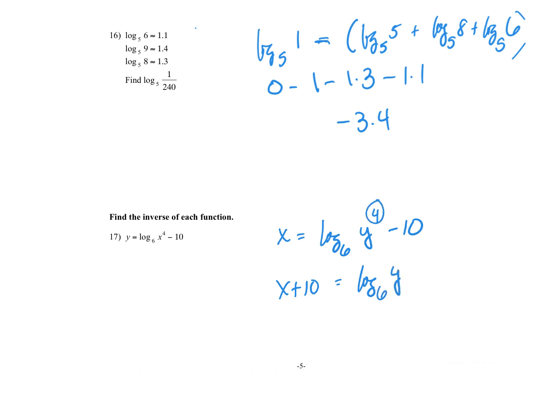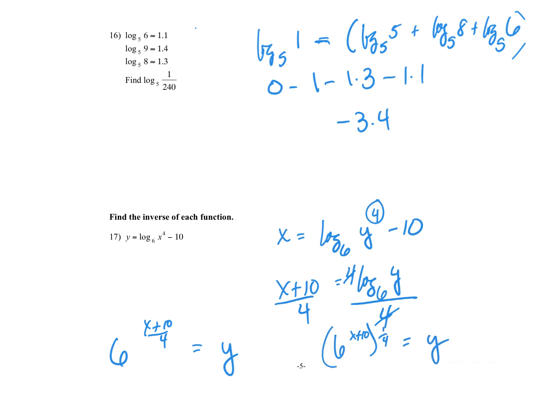But that 4 can go on the front here, okay? And so I'm going to divide both sides by 4. And it would be 6 to the (x plus 10) over 4 equals y. And they have it as 6 to the x plus 10, and then 1/4 out here, which is the same thing. I would take either of those answers.